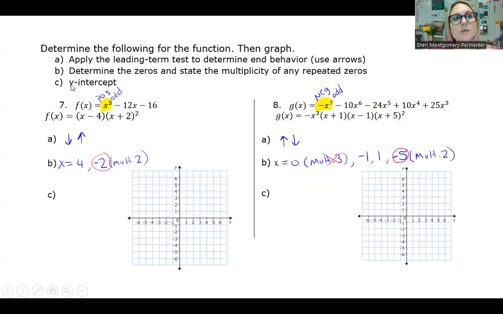C says, what is the y-intercept? For this one, what's my y-intercept? -16. Not that. 0, -16. And then what about for this one? 0.